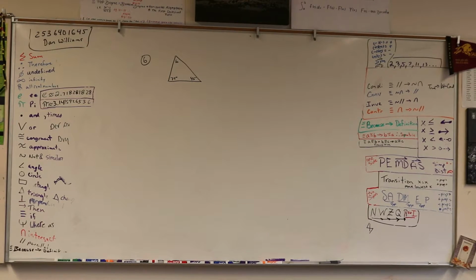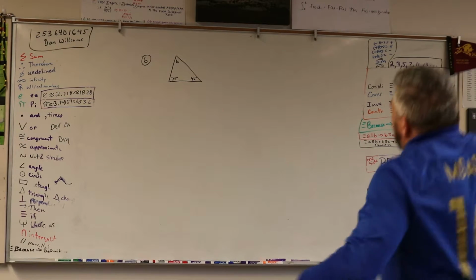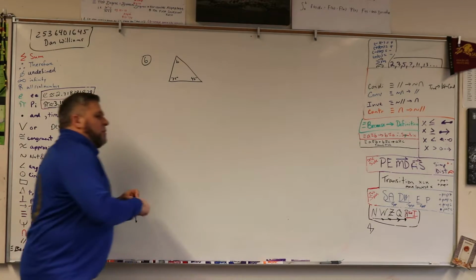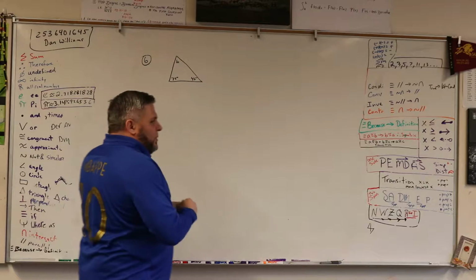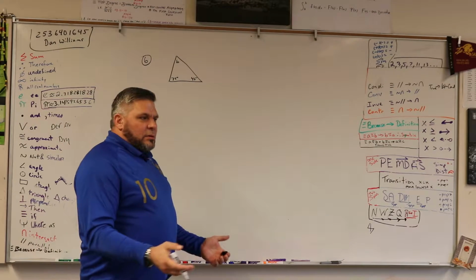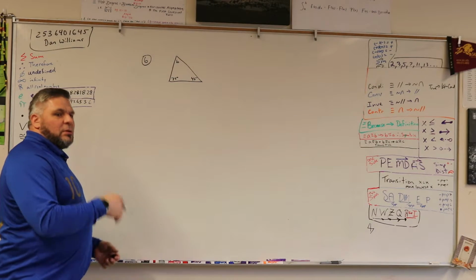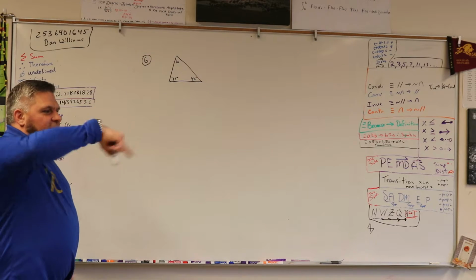All right, we got number 6. Let's get this done. So we got a triangle here, right? Yes, sir. And what did we use? We learned yesterday: acute, obtuse, triangular. Right? And what about the angles?